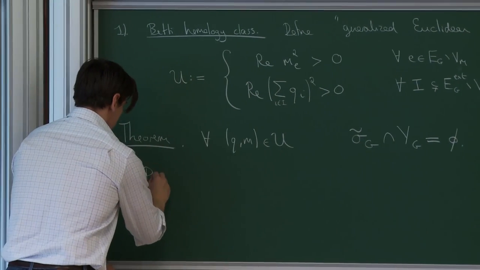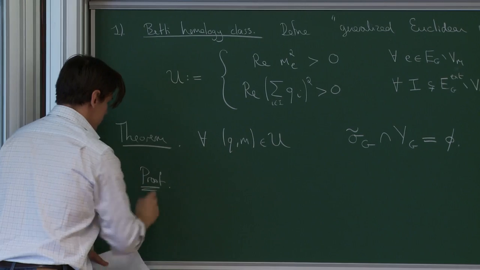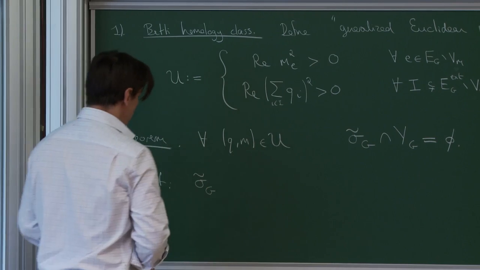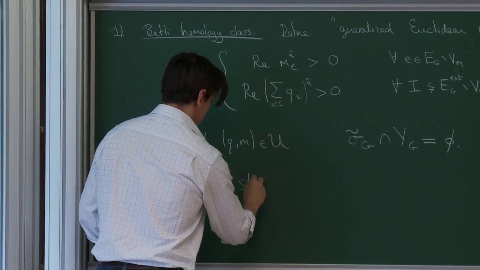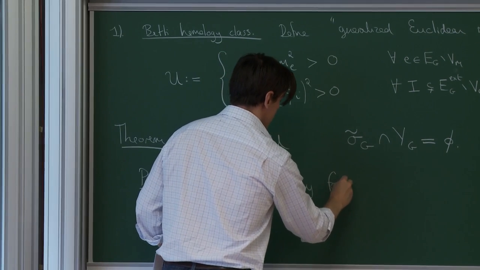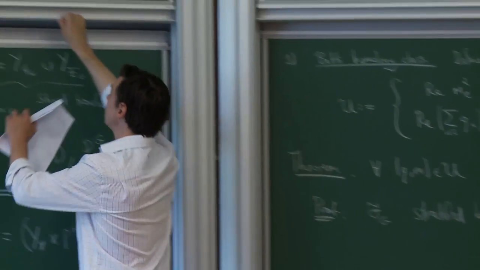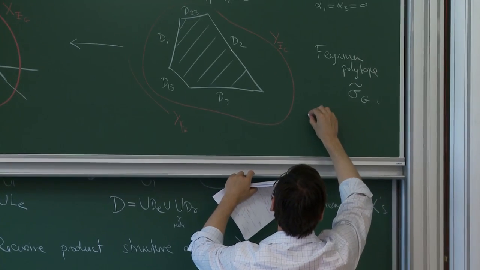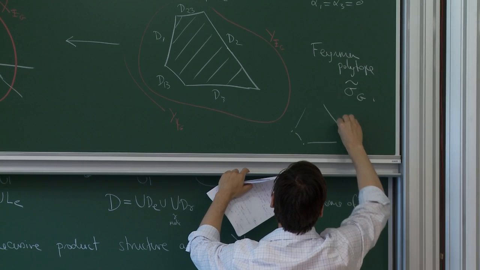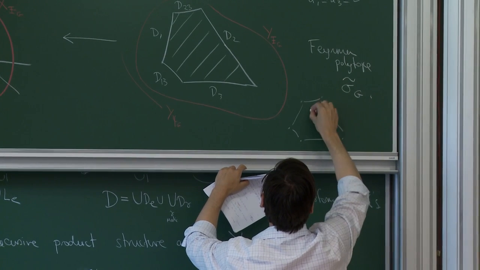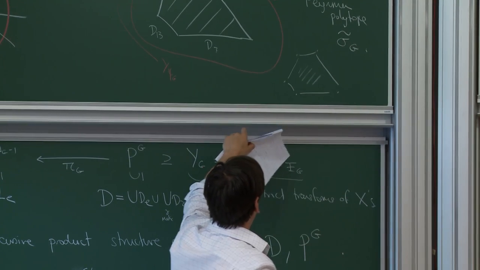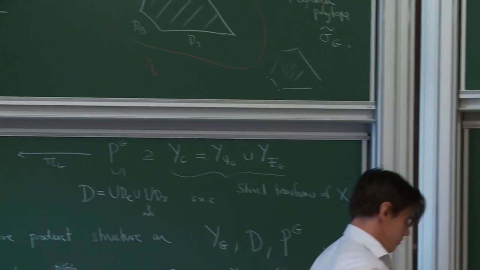So, proof. Okay, so the proof is by induction. This polytope is stratified by its faces. In this picture, the stratification, I don't really know how to draw it, but we have the big open cell in the middle, and then we have the open codimension 1 faces, and so on and so forth.